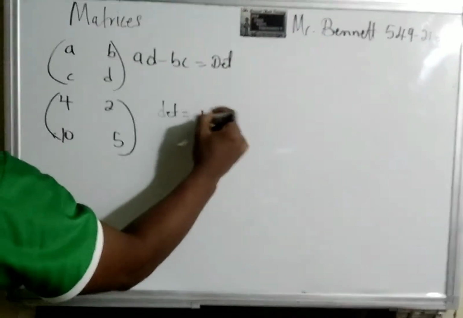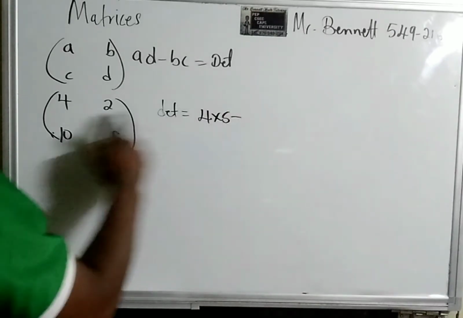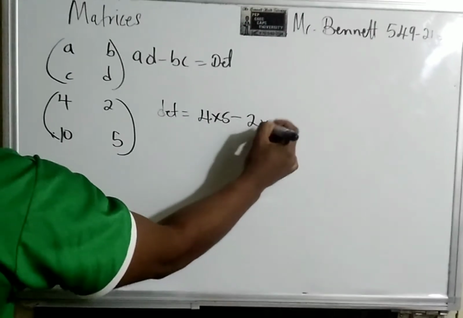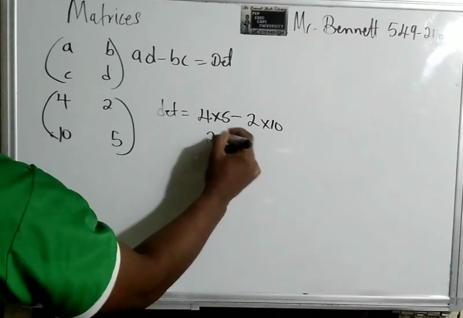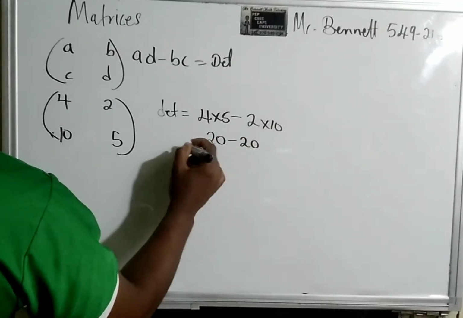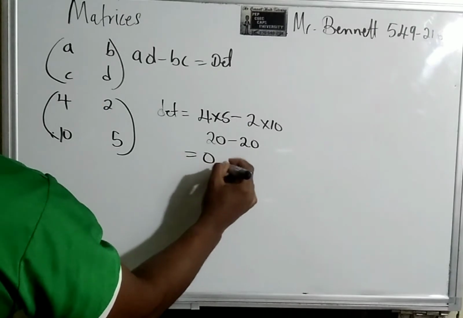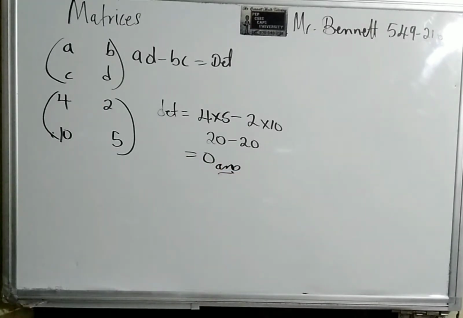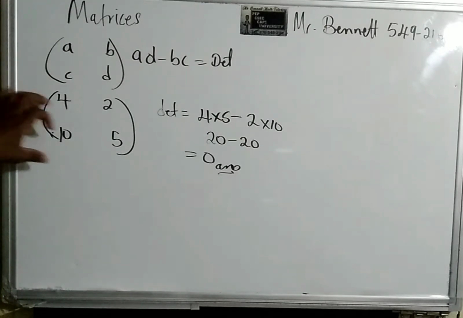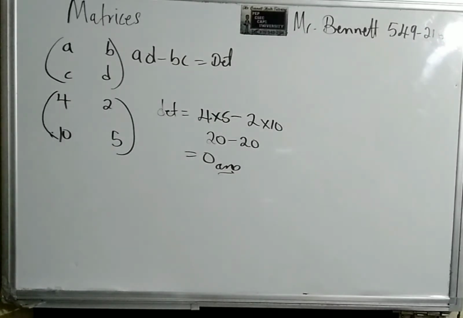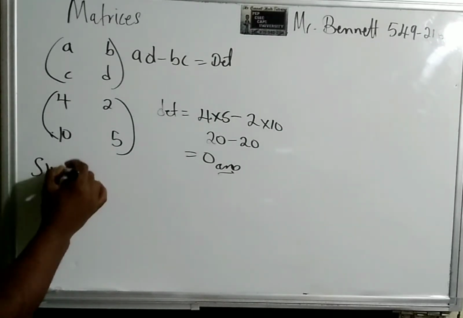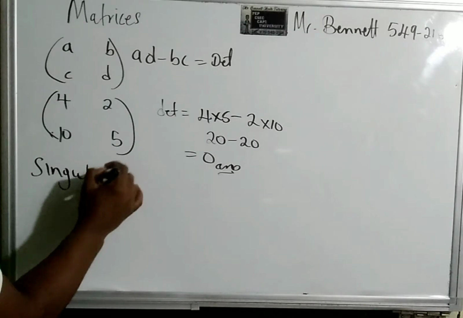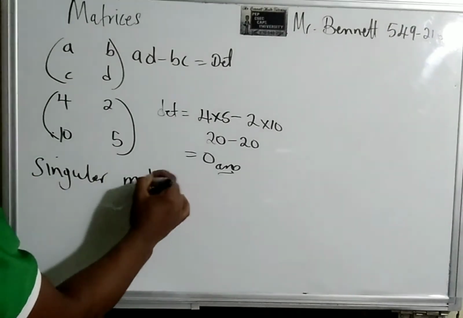So the determinant would be 4 times 5 minus 2 times 10, which is 20 minus 20. The determinant is 0. And as you know, we cannot divide by 0. It's undefined, right? So we have a special name when the determinant is 0. That is called a singular matrix.